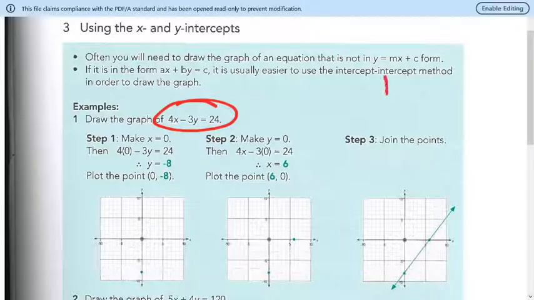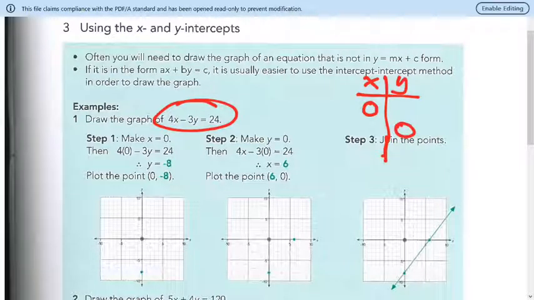So all I'm going to do is make my chart. I'd usually just use a cross for this. And I'm going to choose how many values? Three. I only need two to start with, right? X equals what? Zero. And y equals what? Zero. Now, I may need a third point, but right now I don't know for sure.